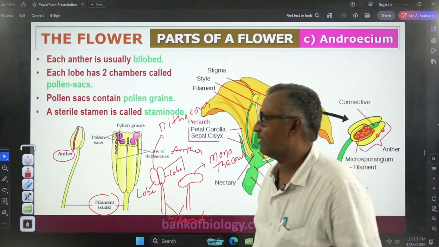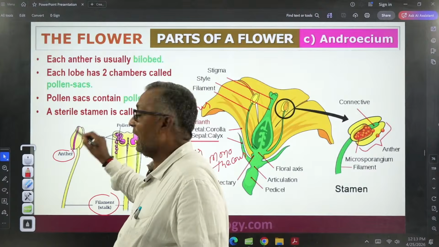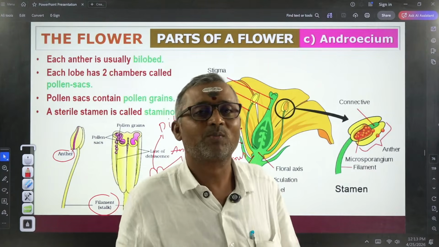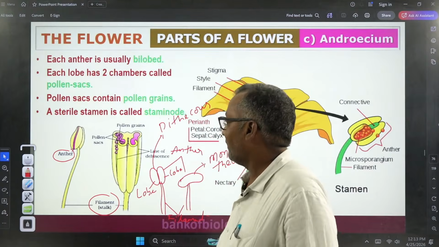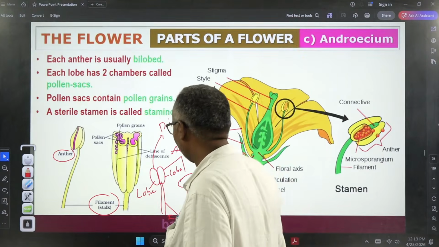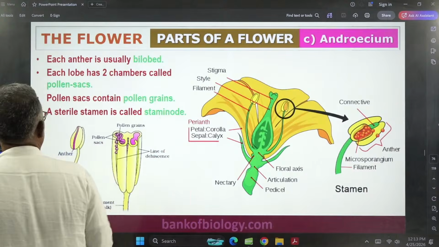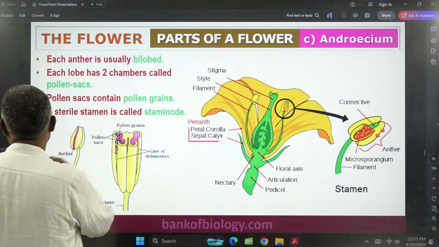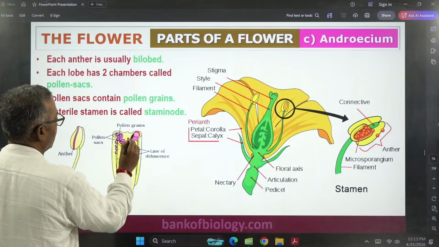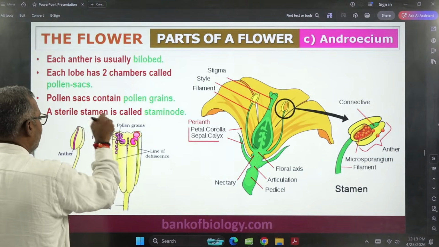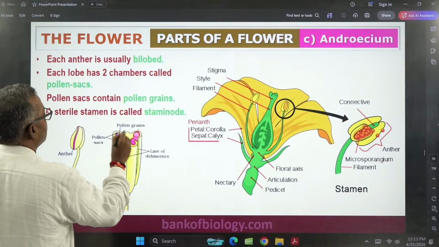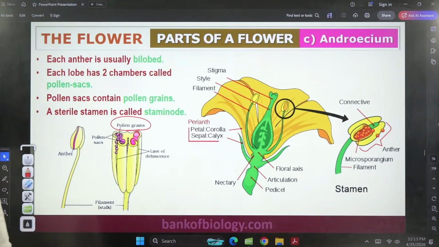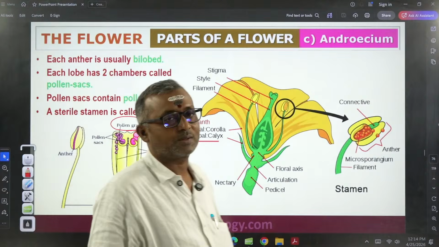And what is the function of this anther? Anther is the region where pollen grains are produced. Within the anther there is a microsporangium. You can check here. This is microsporangium. And within this microsporangium, the pollen grains are produced. Understood? The pollen grains are produced.